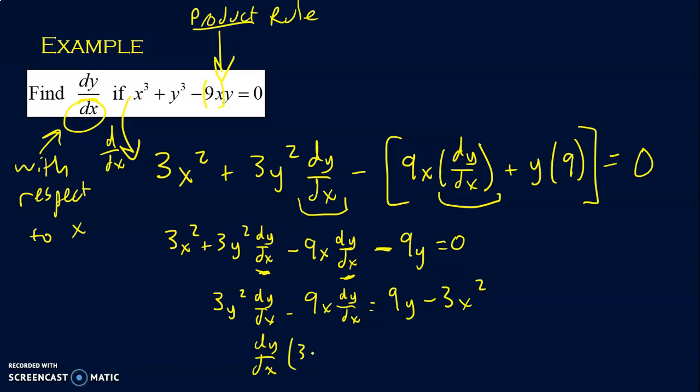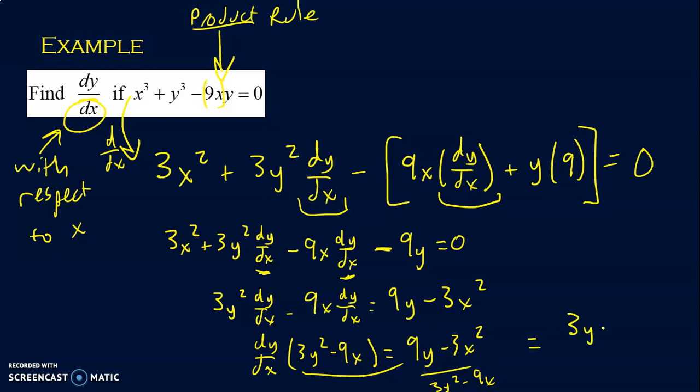Pull out the dy/dx. It'll give us 3y squared minus 9x. And then we're going to divide both sides by the 3y squared minus 9x. Now, you can leave it like this if it's free response. They would have divided everything by 3 if it was a multiple choice. So you'd have 3y minus x squared over y squared minus x.